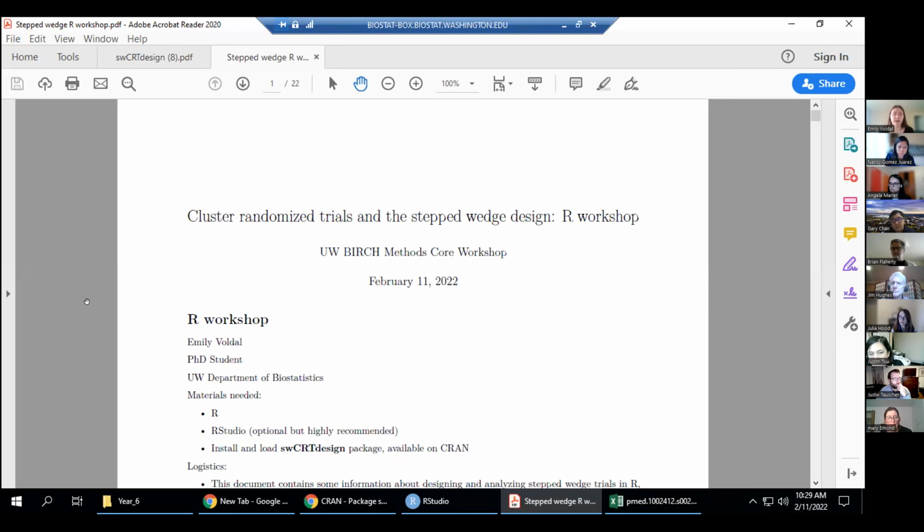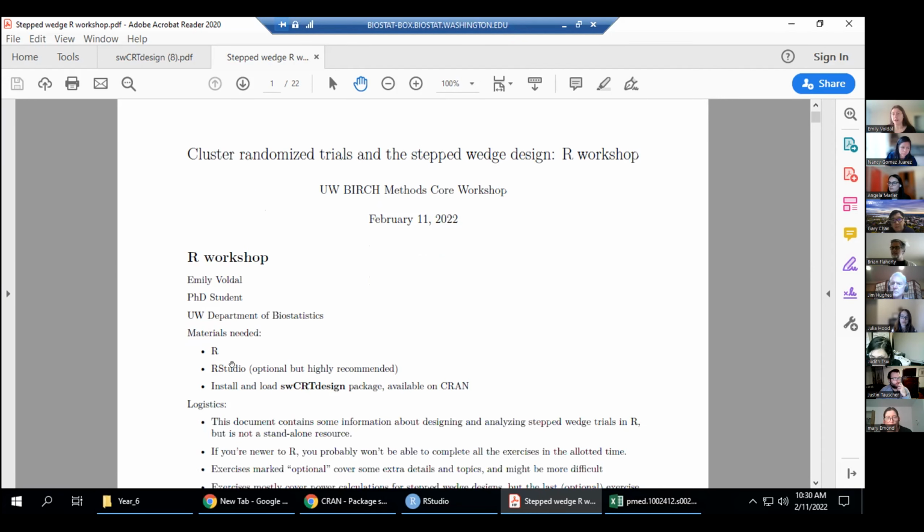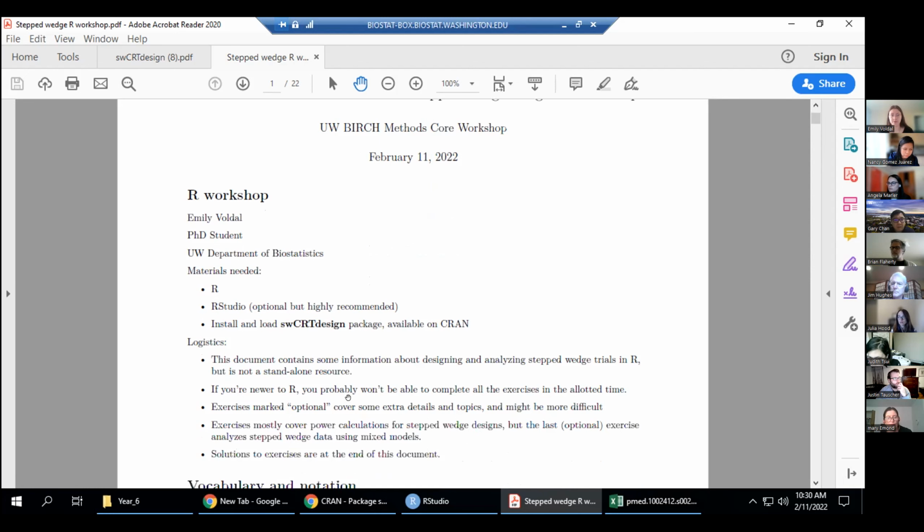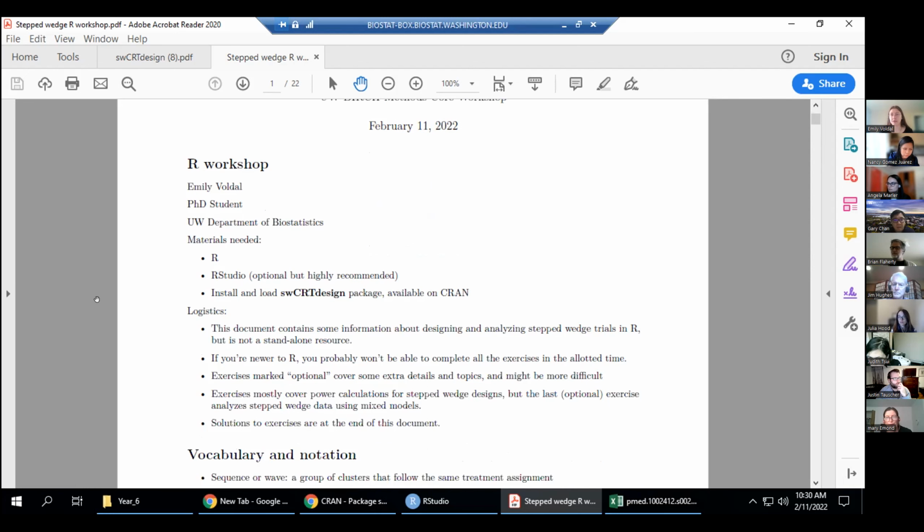All right, so for this R workshop, you'll need R, optionally RStudio, and the SWCRT design package. This document contains some information about the package and about R, but don't feel like this should be your only resource. Use the package documentation, and use Google if you have trouble with R.